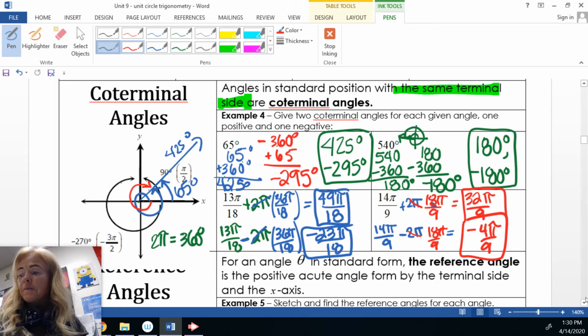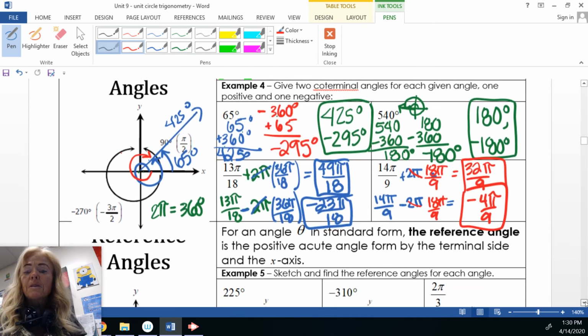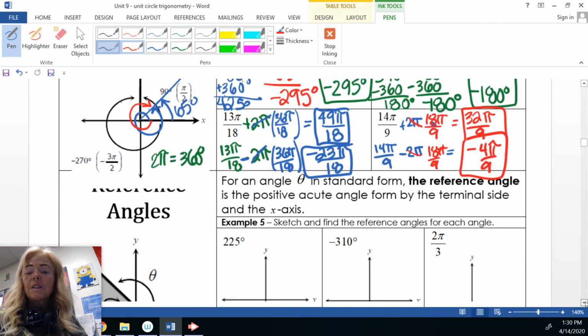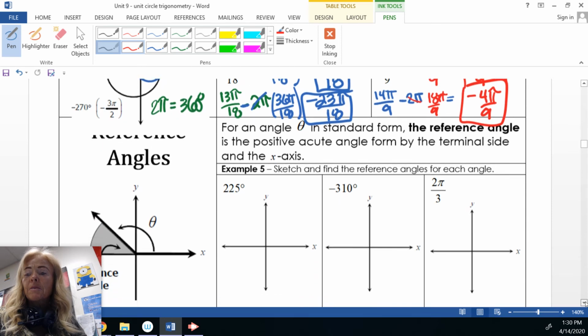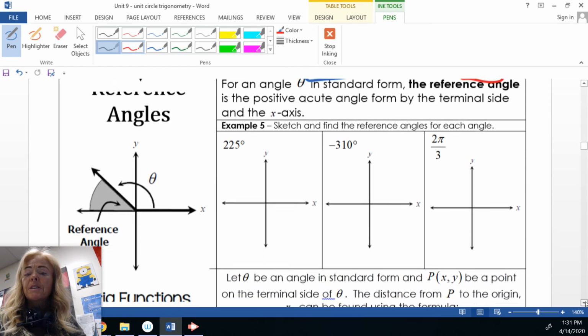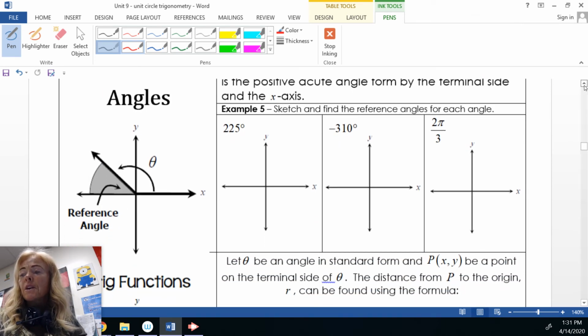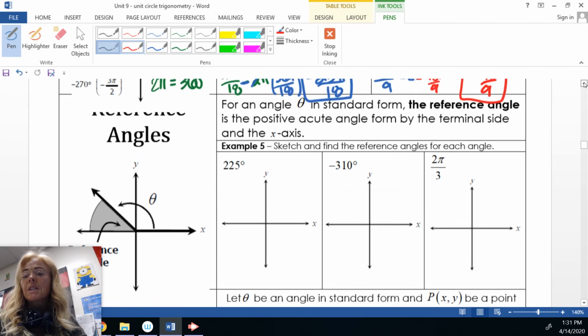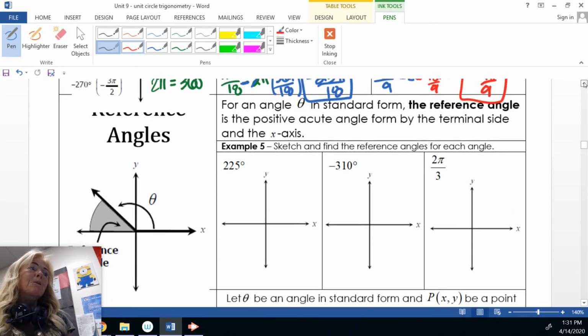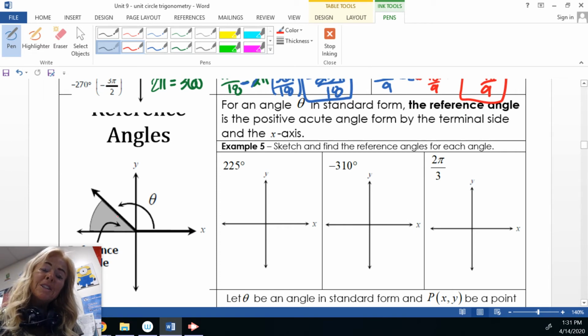All righty. Next up, we're going to deal with reference angles. Reference angles are very important because pretty soon we're going to turn them into triangles, believe it or not. Here we have our original angle, angle theta, where we've started at our initial side and we've traveled a number of degrees until we come to our terminal side. So that's theta.